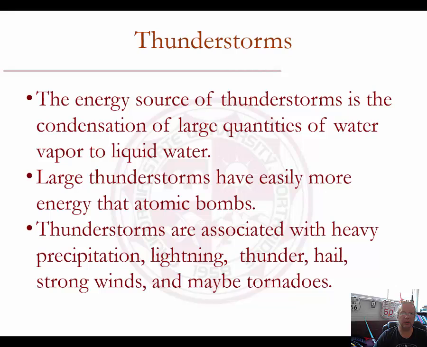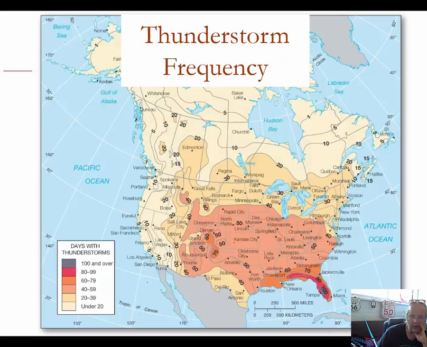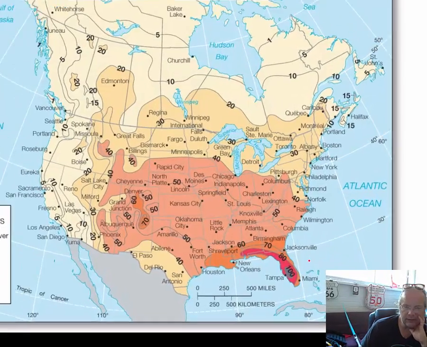Thunderstorms largely happen in the summertime. They can be produced both by frontal cyclones and by convectional effects. Those are frequently called pop-up thunderstorms. They happen in Florida and over the Midwest. Thunderstorms have lots of precipitation, sometimes lightning, thunder, occasionally hail, strong winds, and maybe even tornadoes. Here's a map of thunderstorm frequency in the United States.